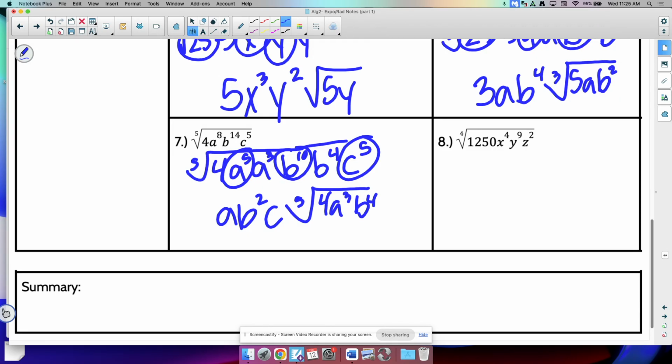And make sure you guys are putting your little numbers in the nook. Because if you don't have that little 5 in the nook, you've just made it into a square root. And we can't just change radicals from one type to another.